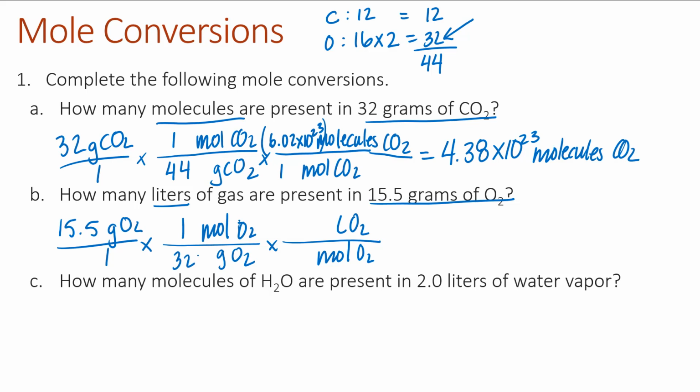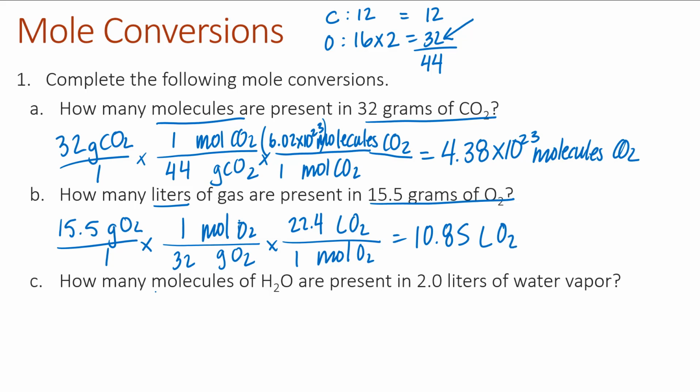The next conversion factor is moles and liters. So if you have 1 mole of any gas, it's going to take up 22.4 liters of volume. So when I solve this here, I get 10.85 liters of O2.